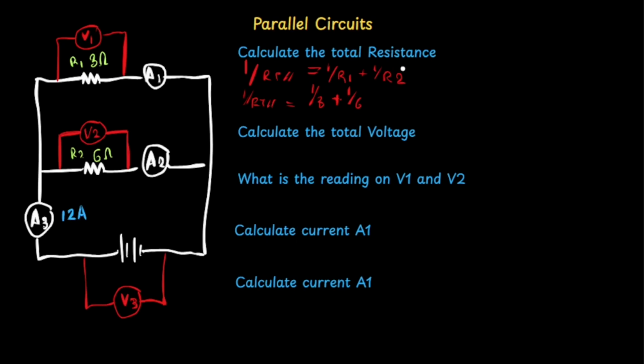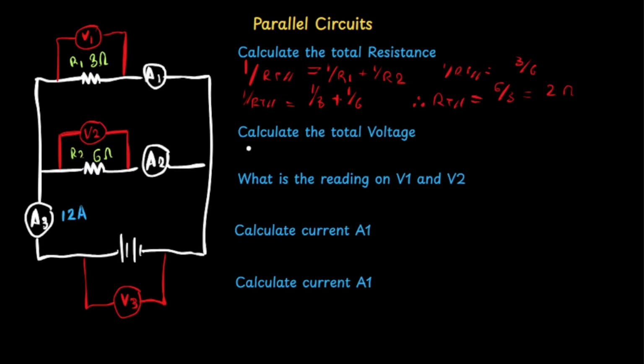If I simplify and expand, I would obtain 1 over RT parallel is equal to 3 over 6. I would now invert this fraction in order to obtain RT parallel. So therefore, RT parallel is equal to 6 over 3, which is equal to 2 ohms. Now that I have the values for total current and I have calculated the value for total resistance, I am now able to calculate the total voltage in the circuit.